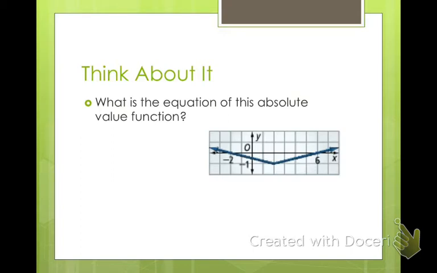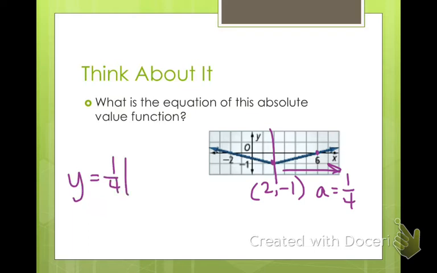Okay, I want you to go ahead and write this one really quick, and then it looks like we are done. So just by finding the vertex and then the slope of the line from the vertex to the right, I can plug these in. So y equals 1/4 times the absolute value of x minus 2, minus 1. And that is your equation for your absolute value graph.